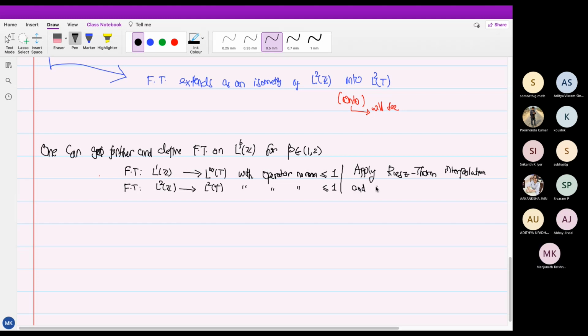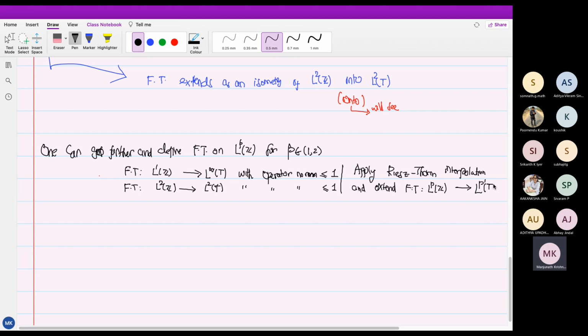And extend Fourier transform. What it does is it extends it from LP of Z, so here 1 goes to infinity, 2 goes to 2. So as p goes from 1 to 2, the other side exponent will go from infinity to 2. It will be conjugate exactly. LP dash of Z.